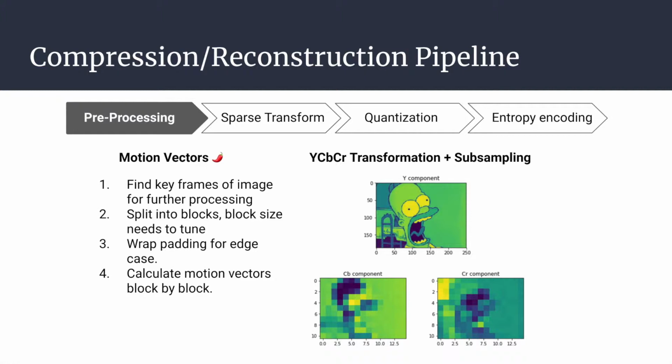After motion vectors, we do a YCbCr color transformation. We subsample the chroma components more than the Y channel to compress while keeping good visual quality, since we are less sensitive to changes in quality of the chroma components. We apply bilinear rescaling for the resampling, which additionally adds a low-pass filtering effect due to averaging.